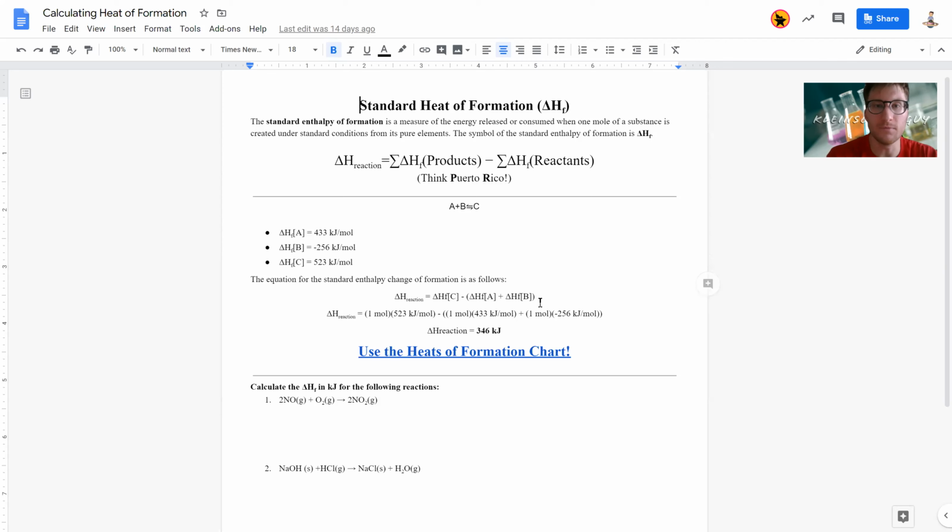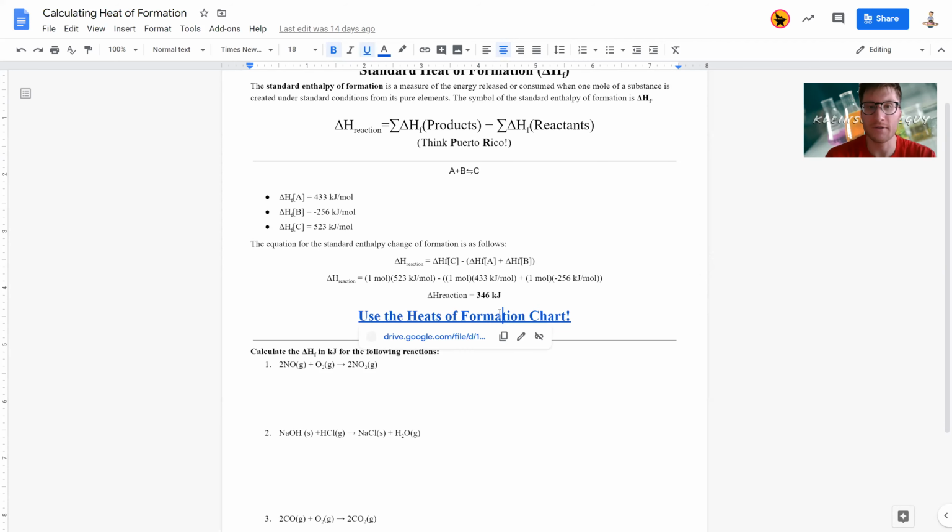Now notice, to calculate delta H when we're doing bond energy, we are doing break minus make, or reactants minus products. For heat of formation, we're doing products minus the reactants. So we're flip-flopping things. This is something important that you're going to want to remember. Think Puerto Rico, PR, products minus reactants. This is the opposite way than bond energy. So I want to make sure I'm getting that clear.